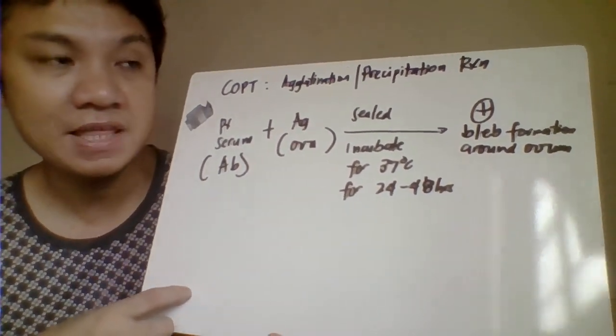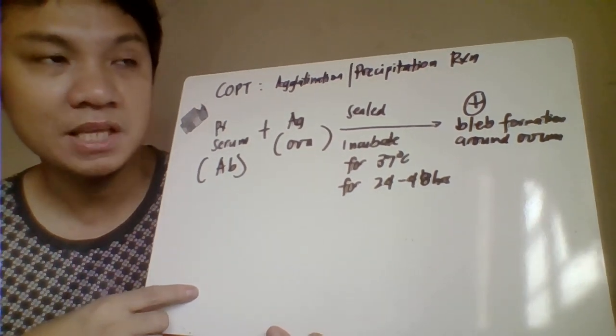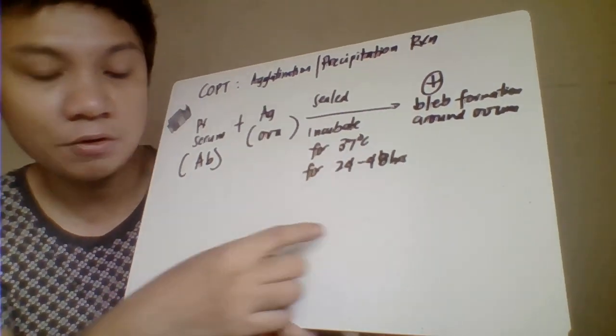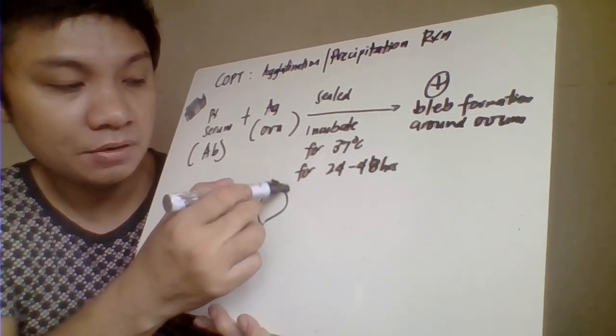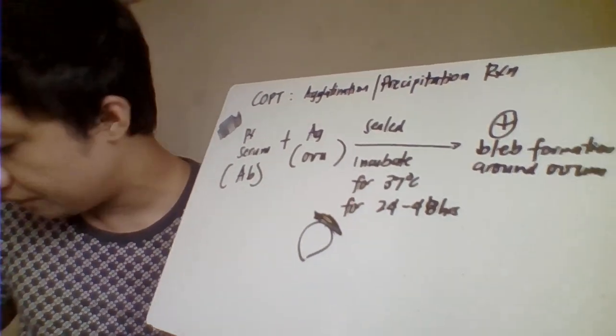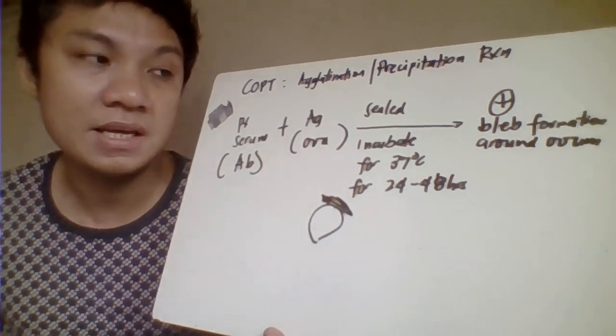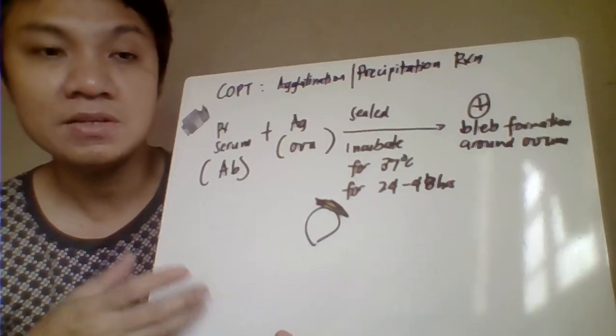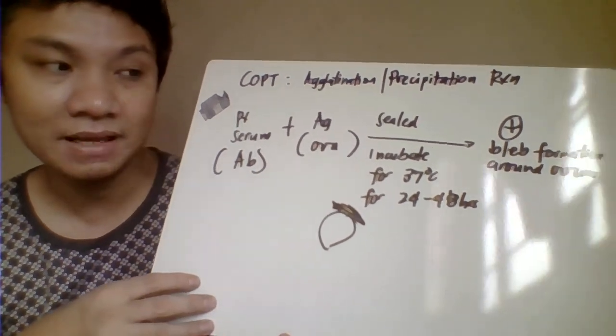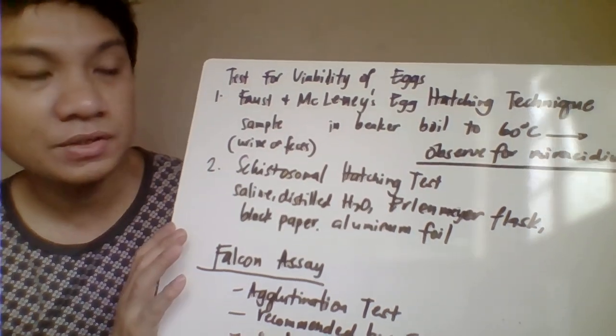And observe here for the bleb formation or precipitation reaction near the ovum. So, kung ito ang ova niya, observe mo kung nagkakaroon dito ng agglutination reaction or bleb formation near that one. So, pag nag-positive, mean to say the patient has been infected and the patient has already antibody against the infection. Another test, we have here the egg hatching technique.